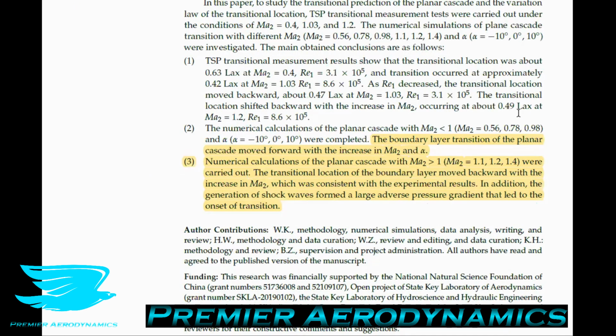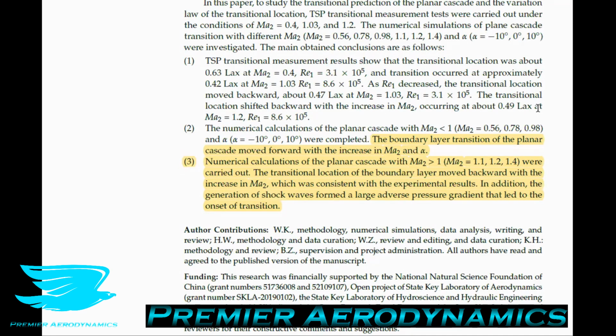So, in conclusion, for this paper, these authors have found that the boundary layer transition of the planar cascade moved forward with increasing Mach number and angle of attack, but that's only when the Mach number was below 1. When you get to sonic flow or supersonic flow, the opposite trend occurs for the increasing Mach number.